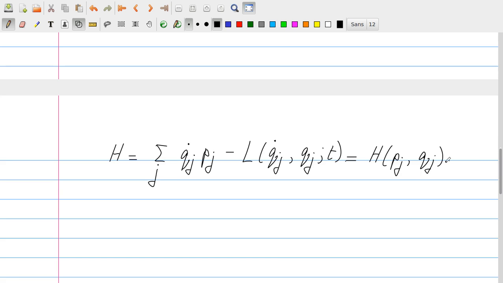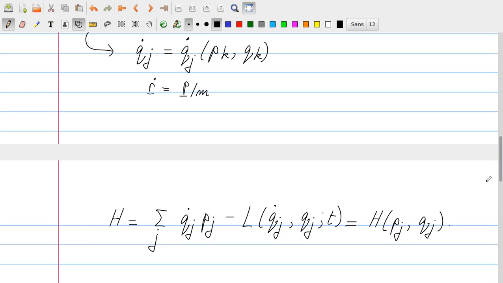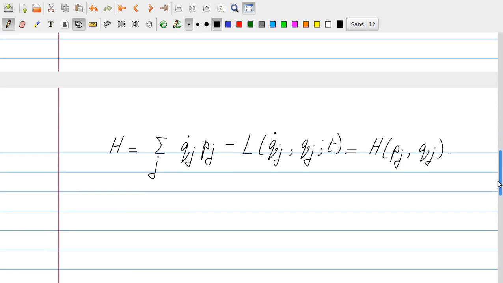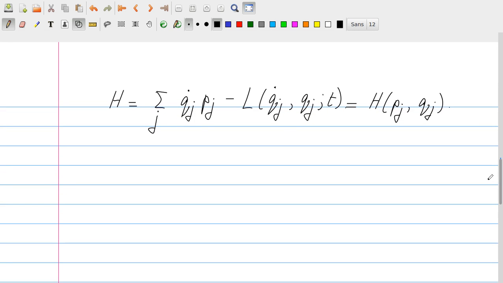And that may seem surprising, because here we have a Qj dot and here we have a Qj dot. But if we would replace this Qj dot each time when it occurs here by this expression in terms of the pk and the qk, for example r dot is p over m, then it's possible to write this H as a function of the pj and the qj. Okay, so H is a function of the momenta and the positions, and there may be, in the case of an influence from outside, still an explicit time dependence.